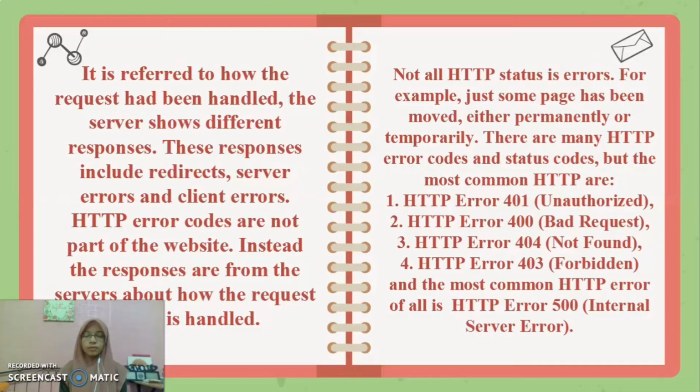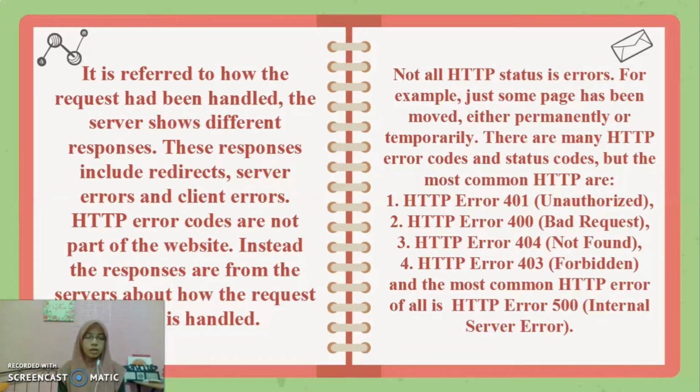The HTTP error refers to how the request has been handled. The server shows different responses, and these responses include redirects, server errors and client errors. HTTP error codes are not a part of the website, but instead the responses from the servers about how the request is handled. And not all HTTP statuses are errors. For example, some pages have been moved either permanently or temporarily.